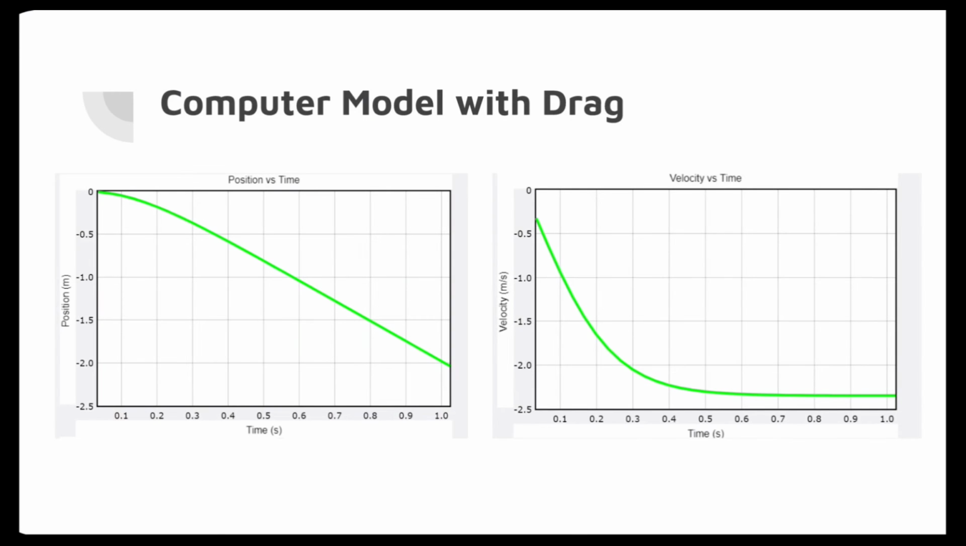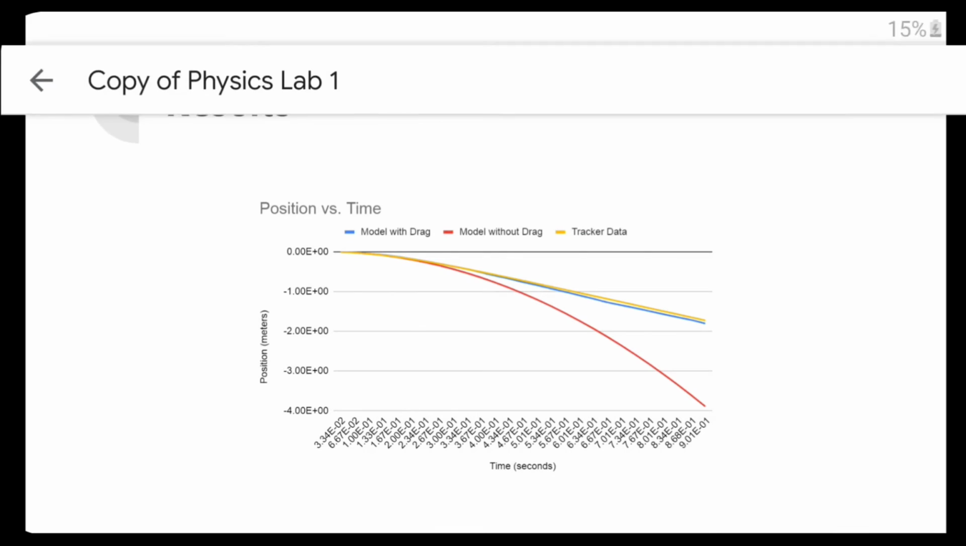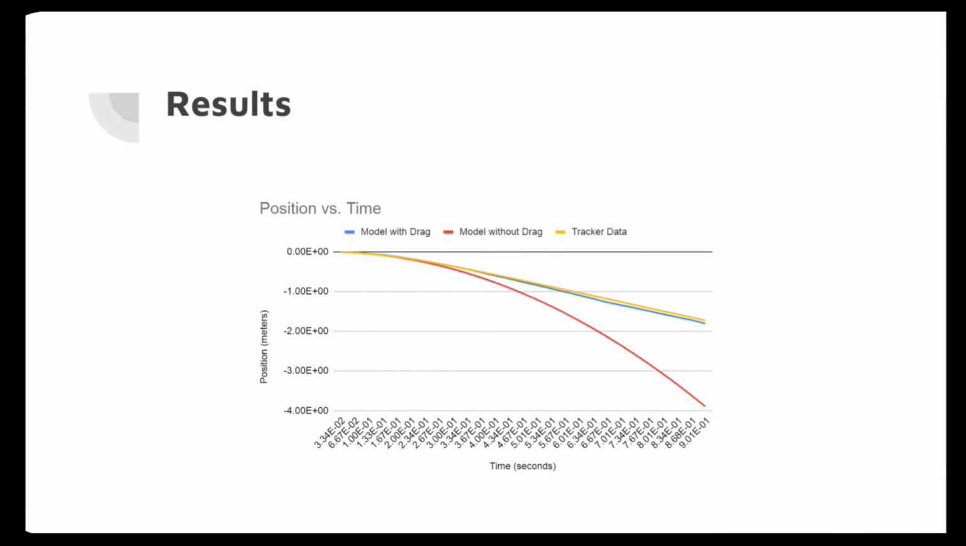Now if you compare the results here, you'll see that the model without drag obviously falls a lot further because it's accelerating the whole time rather than traveling at a constant velocity at the end due to it reaching terminal velocity. Whereas the observed Tracker data and the model that does take drag into account, you'll see they flatten out and end up traveling at a constant velocity and do fall a lesser distance.